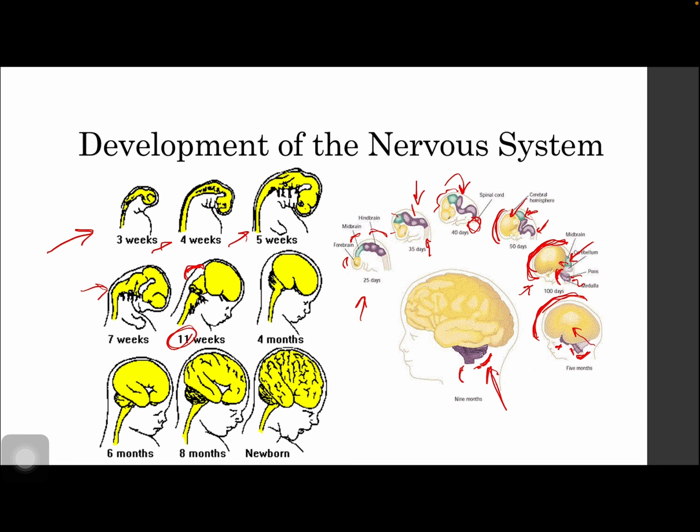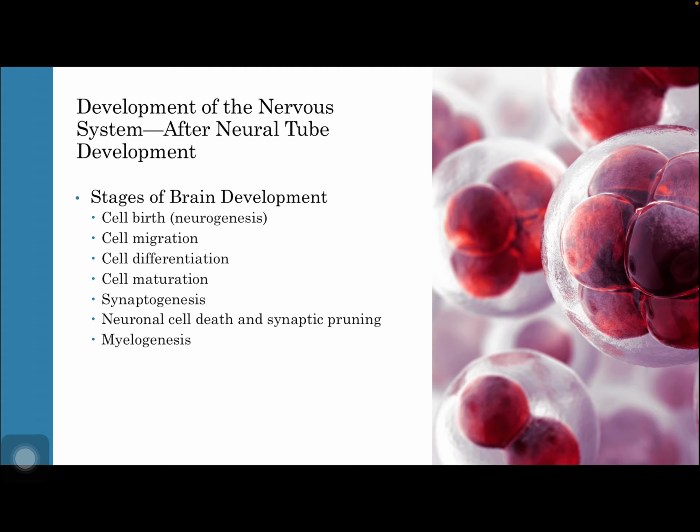So as development occurs, we're going to talk about how specifically these cells are generating, how they're migrating, differentiating, all that as the process occurs. Here are the different stages of brain development, and we're going to go through each one individually, going from cell birth or neurogenesis, a good tag word for remembering birth. Then migration, differentiating those cells, the cells maturing, and synaptogenesis, creating new synapses and new connections.